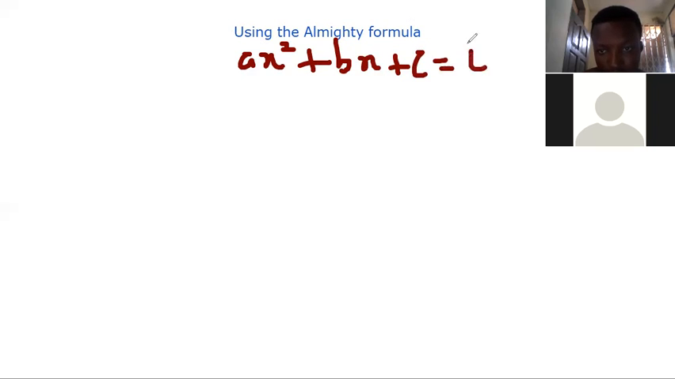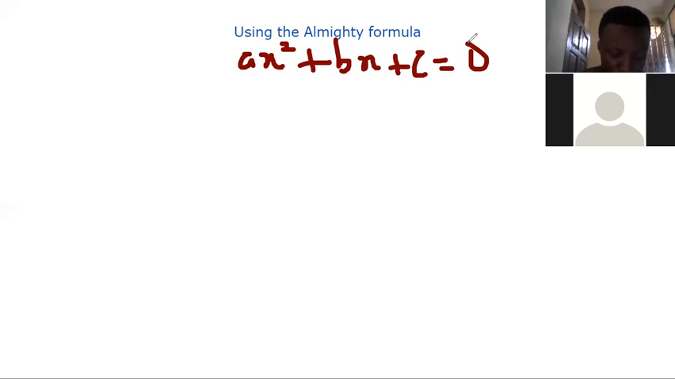Okay, so now using the almighty formula, the general formula for a quadratic equation is given by ax squared plus bx plus c is equal to 0. Ruben, I hope you know that. That's the general form of a quadratic equation. That's how a quadratic equation generally looks. Where a, b, c are all constants, but a is not 0, please.